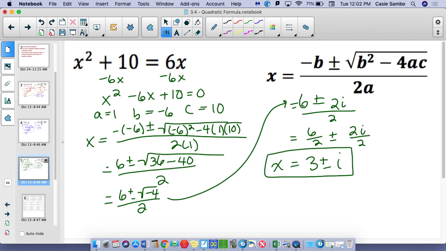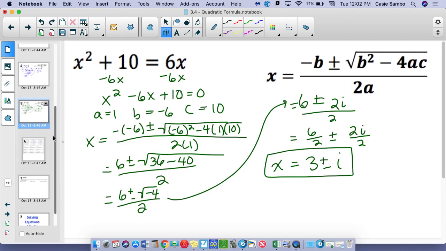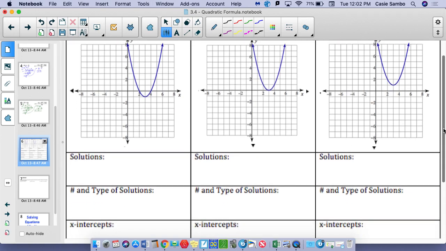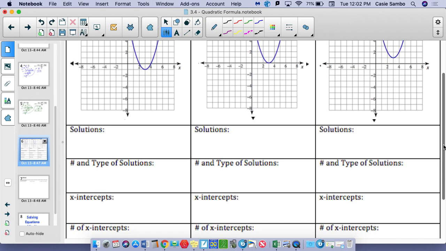Now, let's check out this stuff about discriminants. So on the back side of your paper, you have those same 3 equations from the front side. We've already figured out their solutions. We know the first one, x squared minus 6x plus 8 equals 0, had the solutions of x equals 4 and 2. And if we look at that graph, that matches. So we know we did it right. The second one has the solution of x equals 3, and the last one has the solution of x equals 3 plus or minus i. Again, those graphs match that solution.